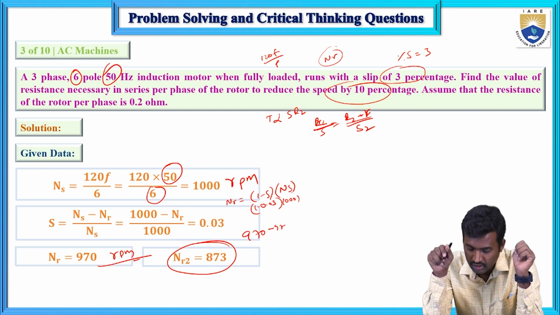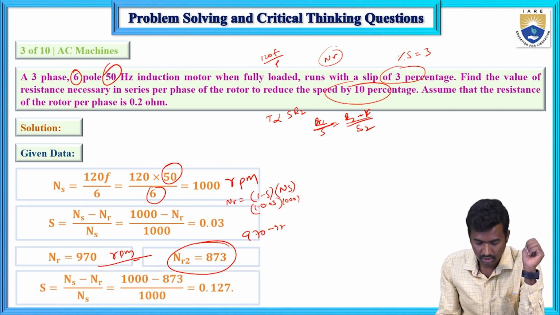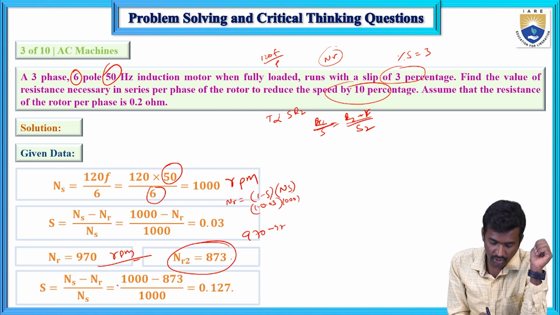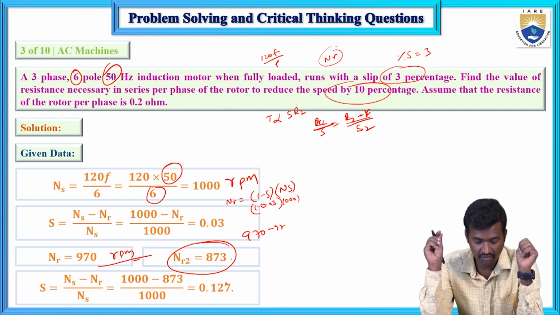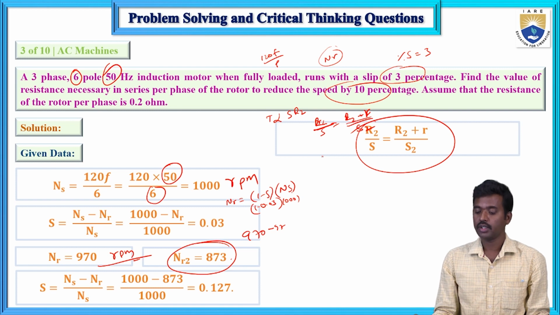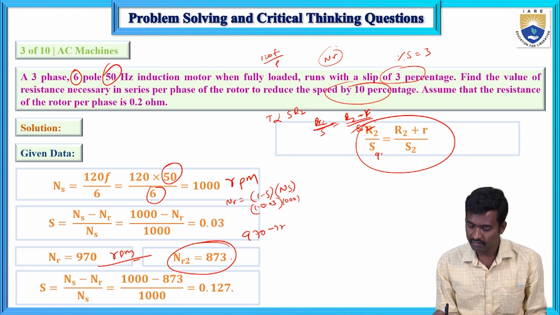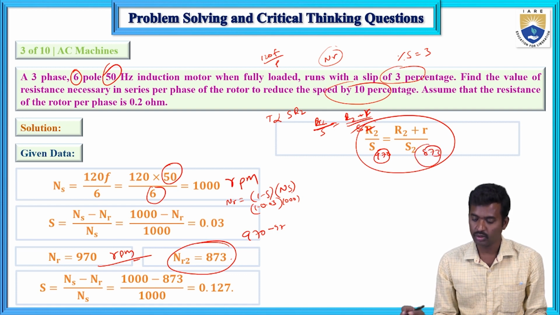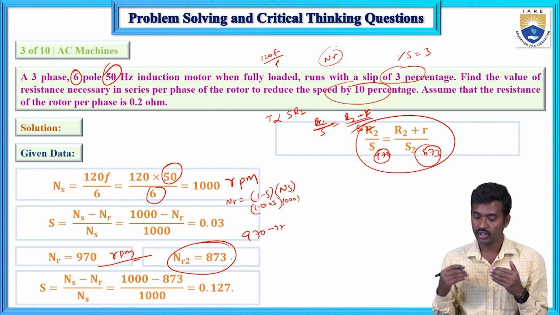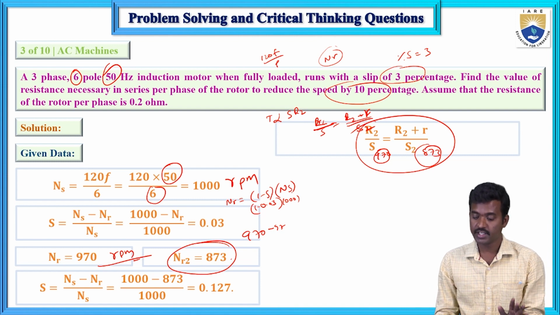So in that case, now here we know this formula. The slip value, that is the reduced speed slip value, is 1000 minus 873 divided by 1000, which is 0.127. Now we know the formula R2 by S, this is at 970 slip, and this is at 873, the speed reduced by 10 percent. So 970 reduced by 10 percent means that it is 873.